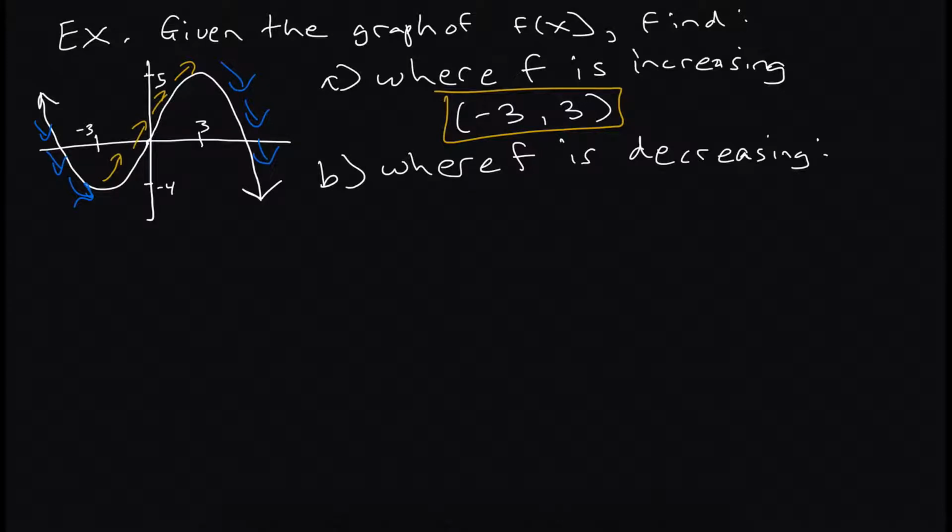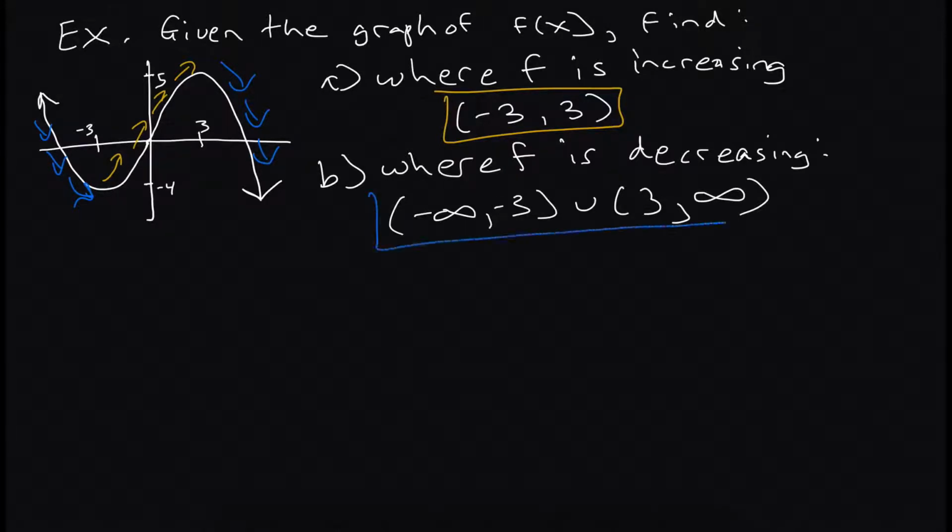All right, so let's see here. It starts decreasing all the way to the left, so all the way at -infinity. And it keeps decreasing until it gets to -3. Then it stops. We already saw in part A it started increasing between -3 and +3. And then it starts decreasing again at +3. And it keeps doing that all the way to the right. And all the way to the right on the x-axis there is +infinity.